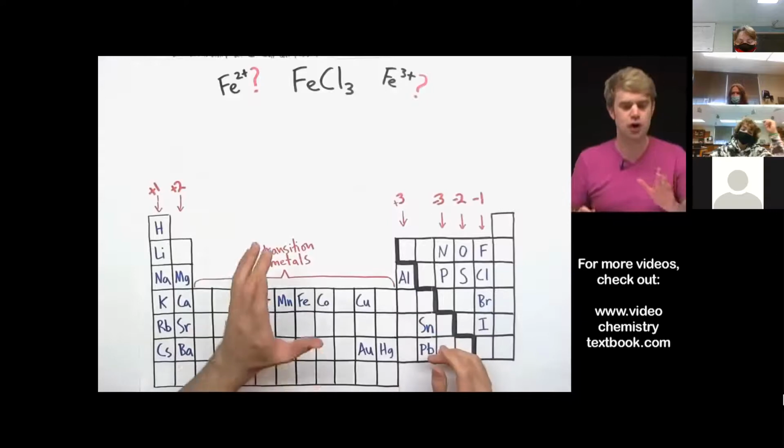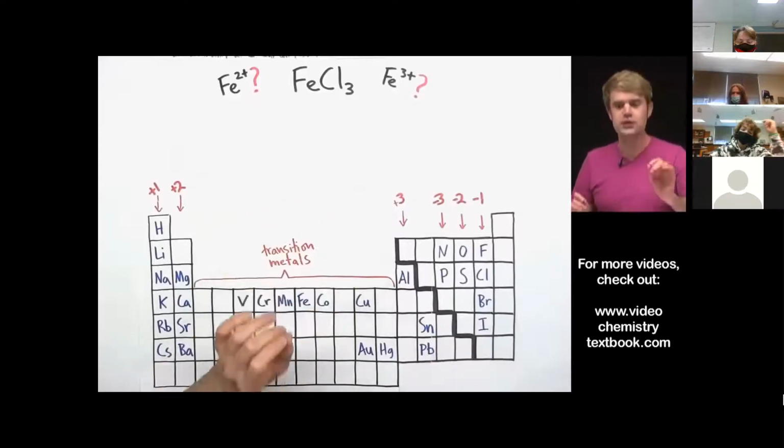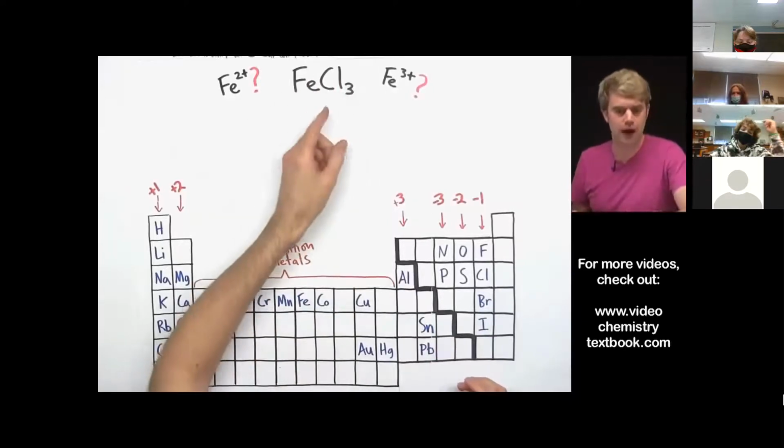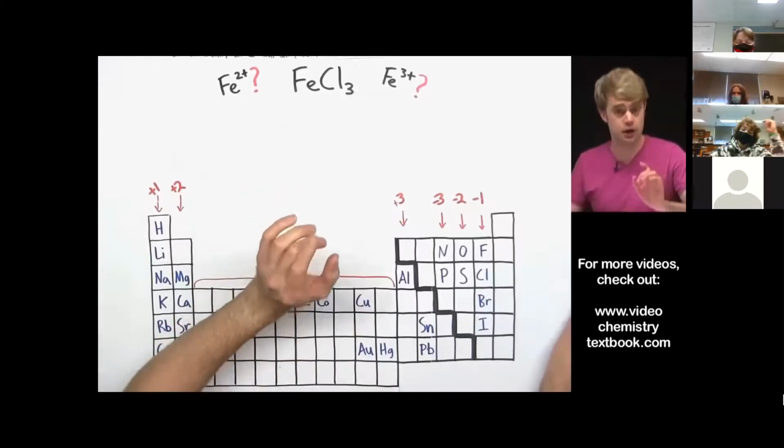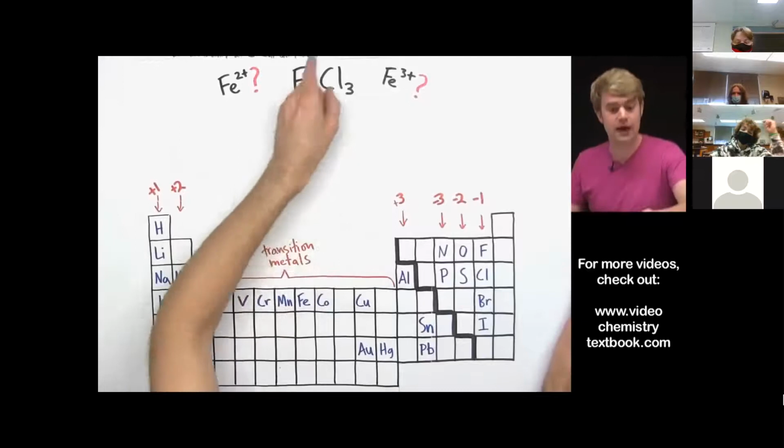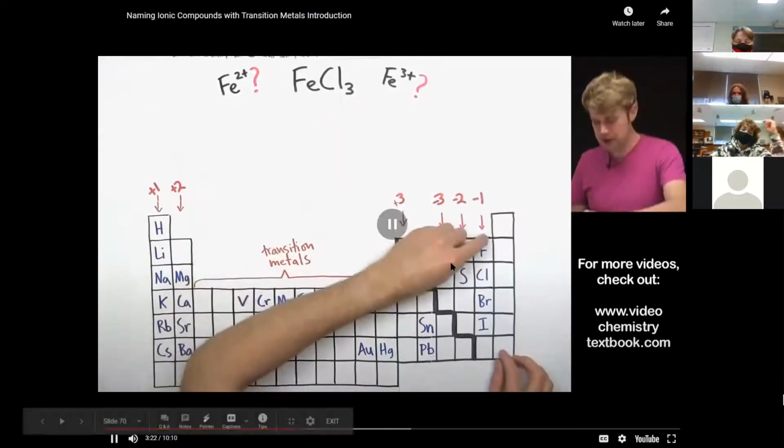So to find the charge of a transition metal, we start by focusing on the ion with a charge that we do know, that's certain, that's not going to change. And for this, that's going to be Cl.